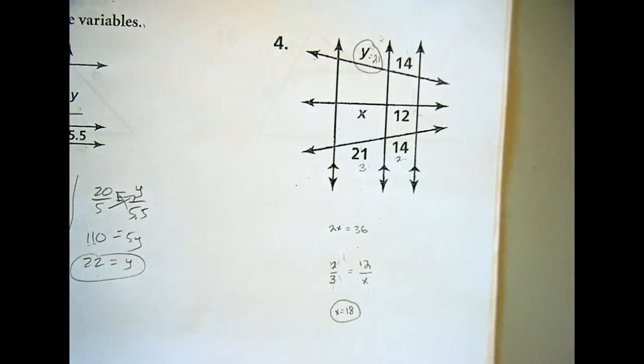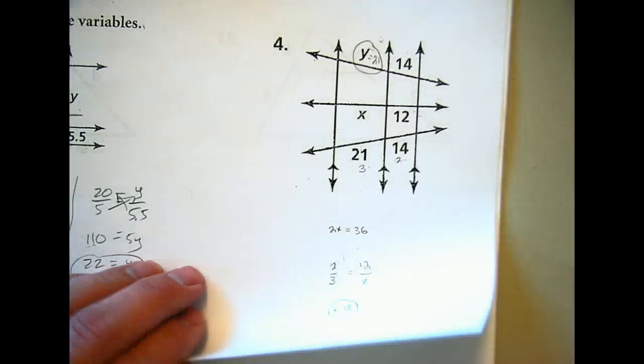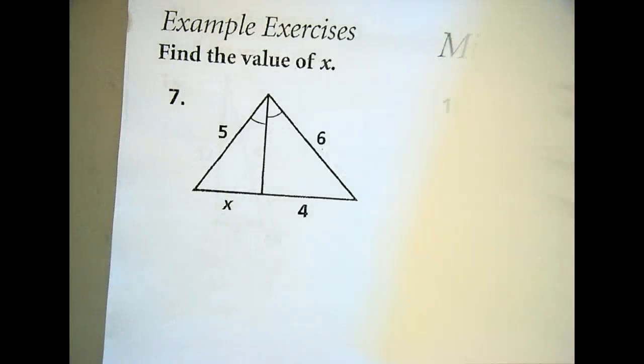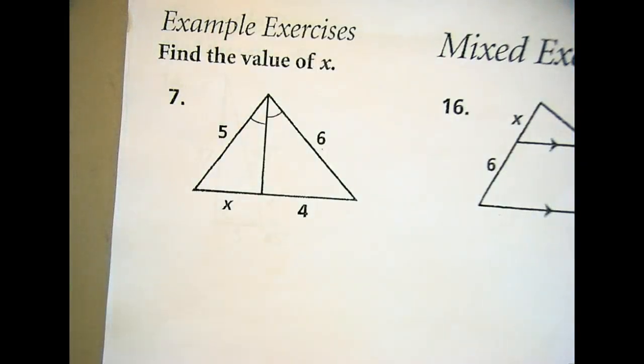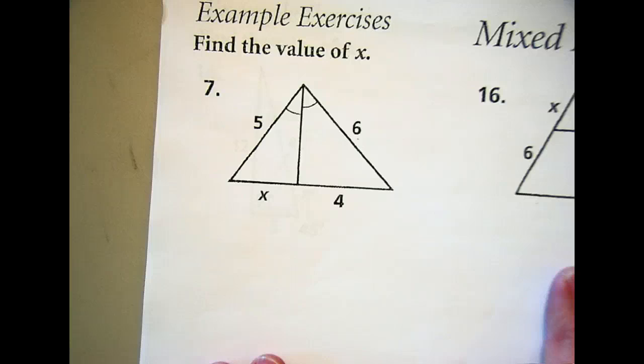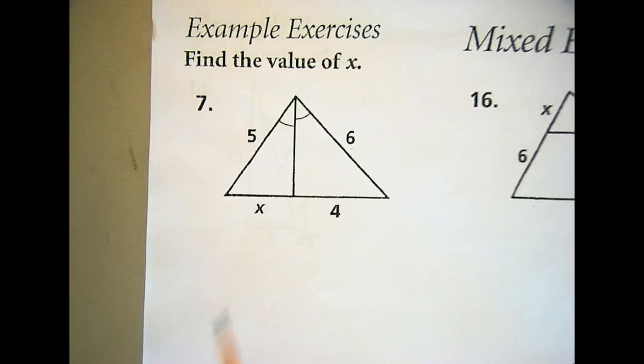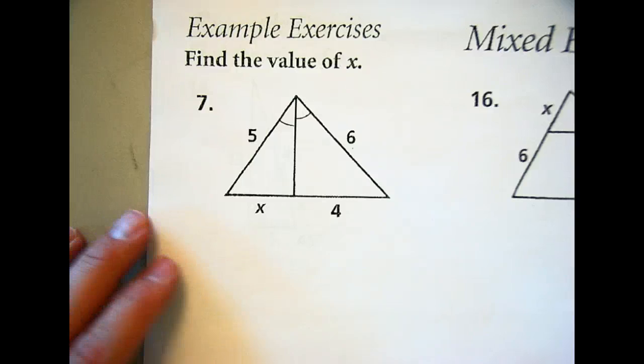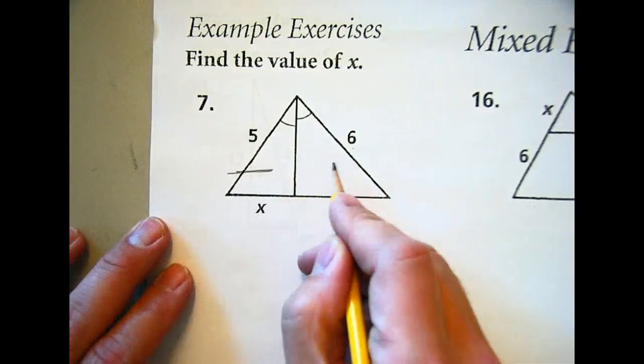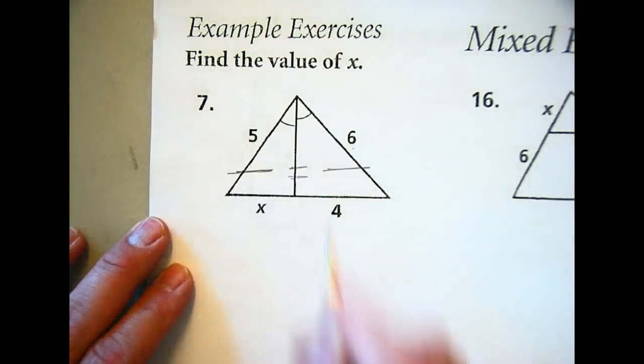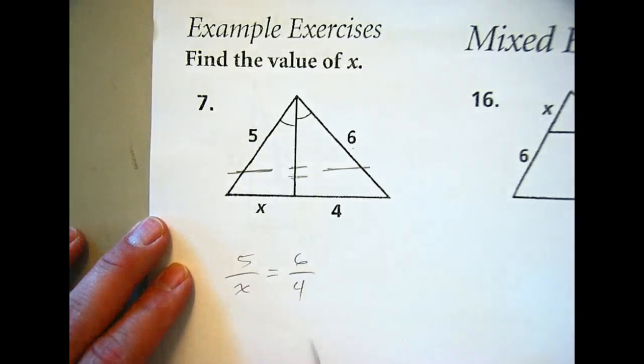Okay, how many got it? Okay, very good. Hey, we're done with example 1. Let's go on to number 7. Someone raise their hand and tell me what proportion I can form. Andrew, what do you got? 5 to x is 6 is to 4. Good. 5 is to x is 6 is to 4. There we go. 5 over x equals 6 over 4.